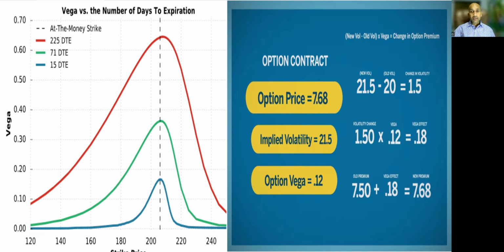Moreover, Vega is very high for long-term options. For long-term options Vega is high, and for short-term options Vega is low. Hope it is clear now.